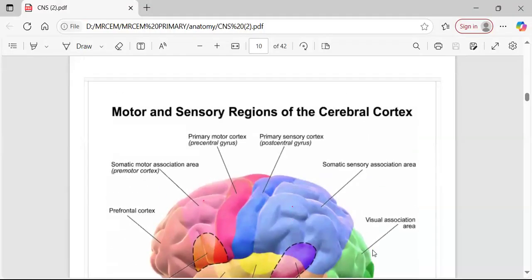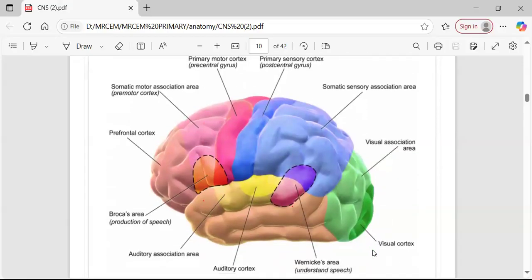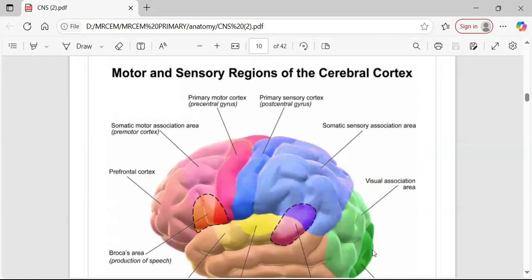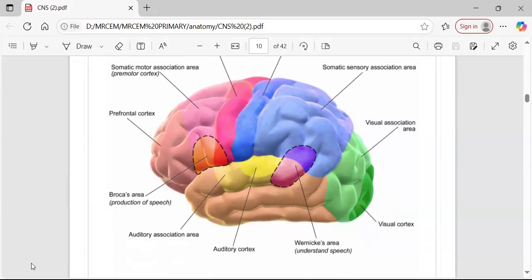So this is the image, motor and sensory regions of the cerebral cortex. You can see the visual association area that is lying in the visual cortex in the occipital lobe, the eye behind. Okay, everyone has the eye at the back. Somatic sensory association area is in the parietal lobe. Prefrontal, that is the somatic motor association area, motor movements and everything, is in the frontal area. Broca's area, you can see, is production of speech, production of expression. And receptive Wernicke's area is receptive, to understand the speech. So very important.